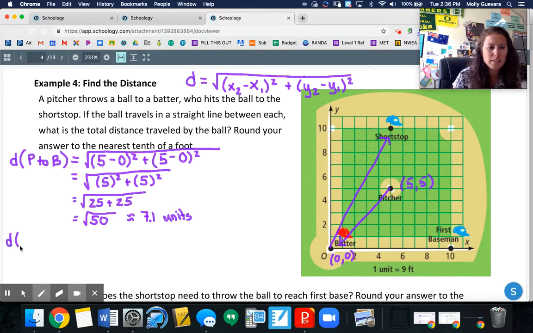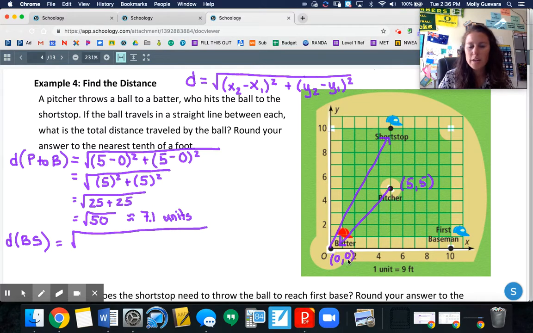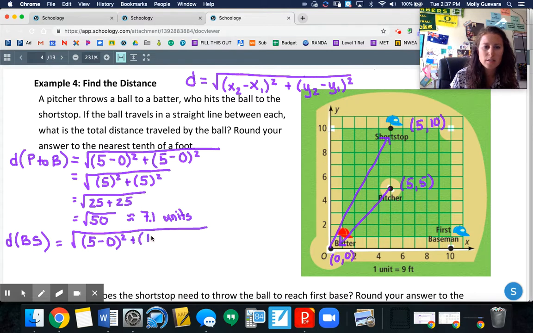Now I want to find the distance from the batter to the shortstop. I know that the coordinate of the batter is 0, 0. Now for the shortstop, I have 5 up to 10, so this point is 5, 10. Now I'm going to do the same thing and solve. Again, I'm going to call this 2. So 5 is my second x, minus 0, my first x from the batter. And then my second y is 10, so plus 10 minus my first y, which is 0, squared.